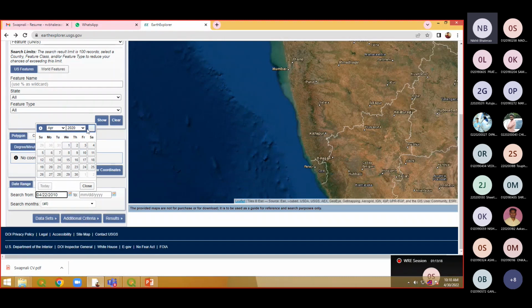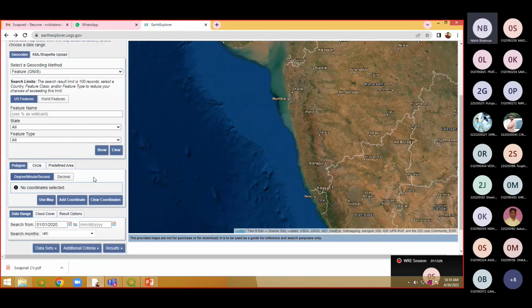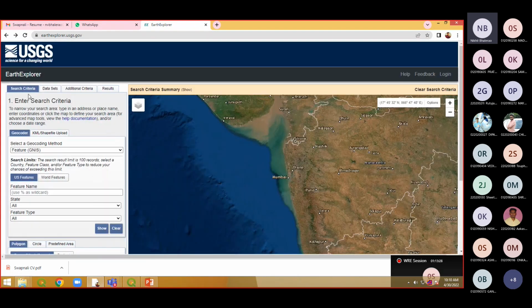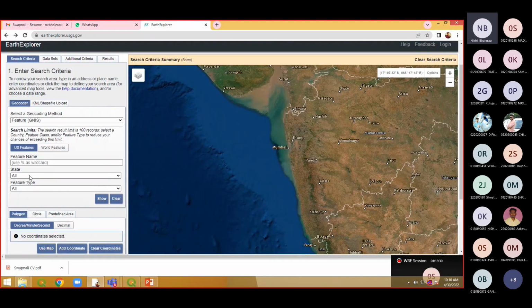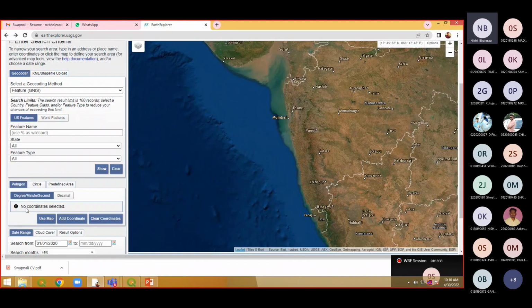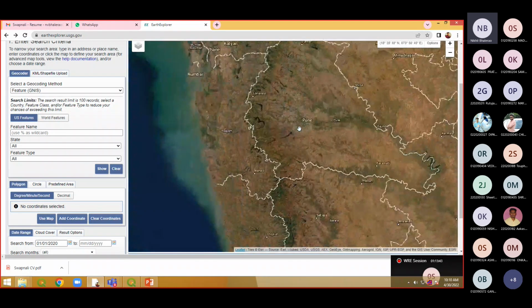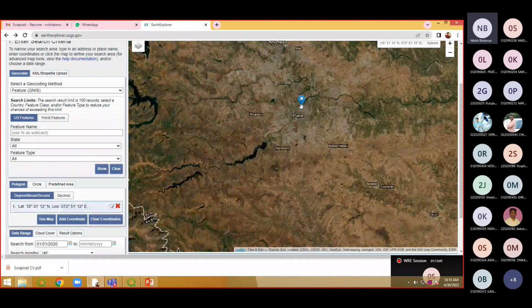Here I'm going to select one random data set. We will see if we are able to get this data or not. Let's see. First of all, we are supposed to select the search criteria, so I need to provide the location. Right now I have not provided any location, so there are no coordinates selected. You can see this message. I'm going to click on the data set for, say, the Pune region. I'll just click here.